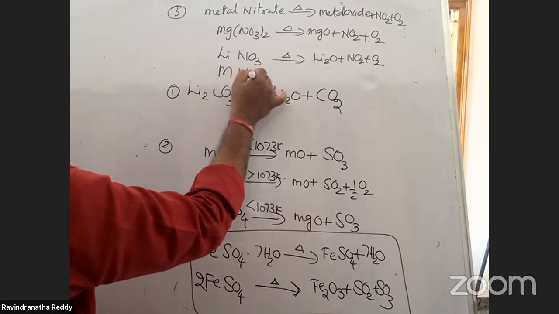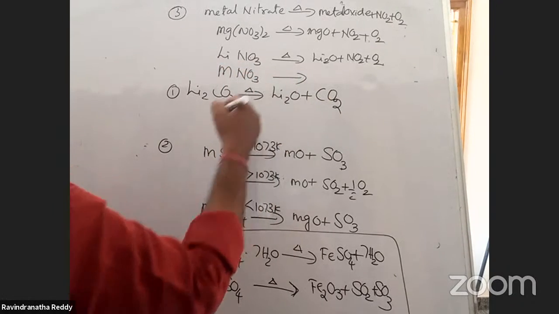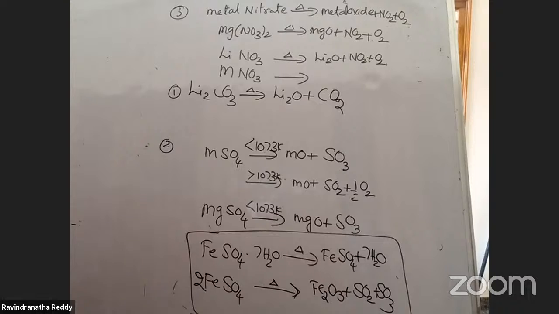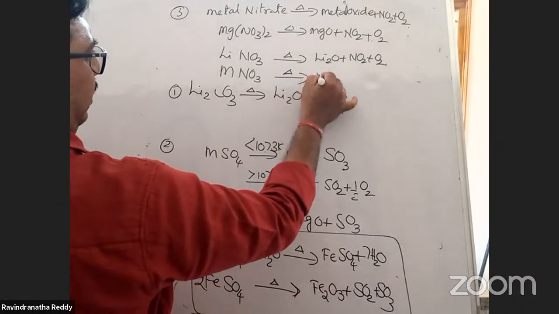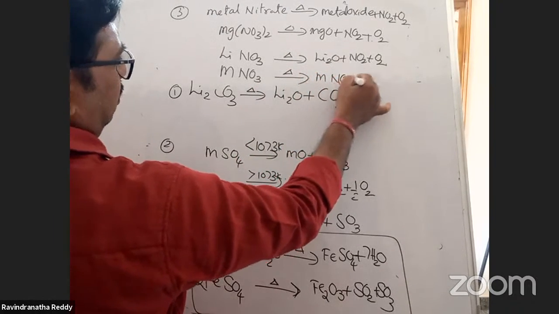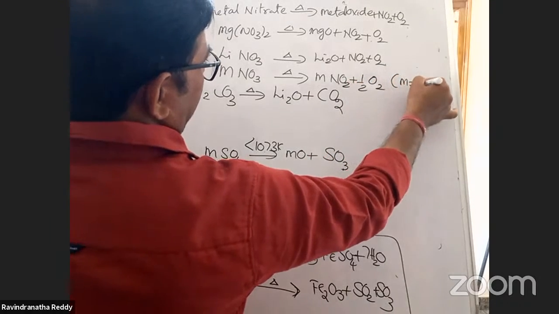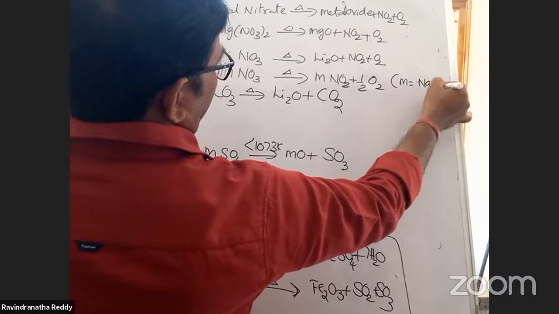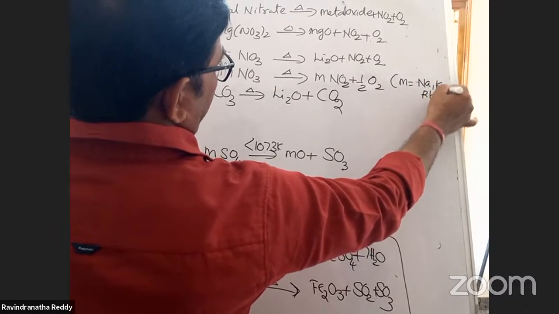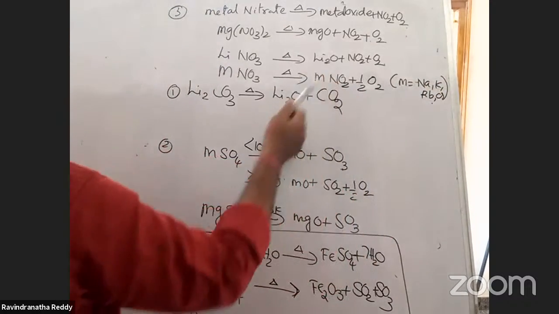So these nitrates are MNO3, where M is any metal except lithium. On heating you get MNO2 plus O2. Here M is other than lithium: sodium, potassium, rubidium, cesium, like that. These do not give oxides.